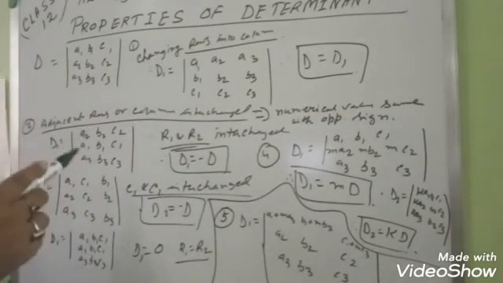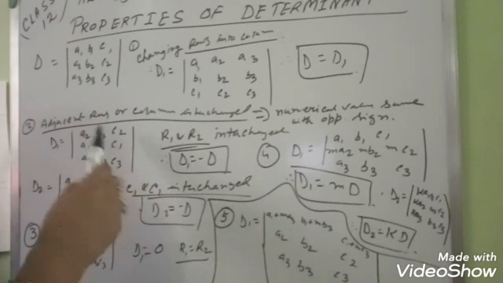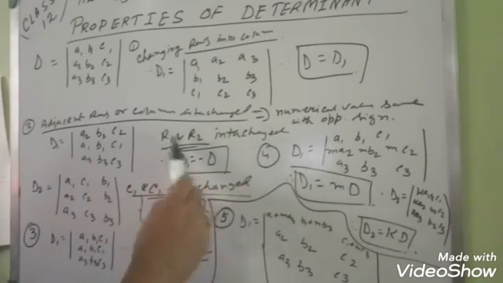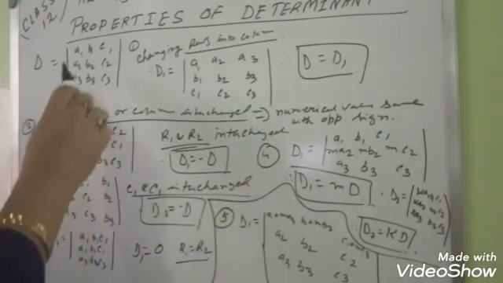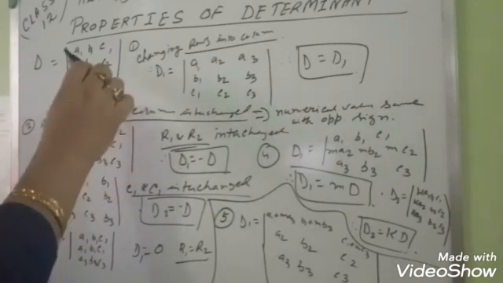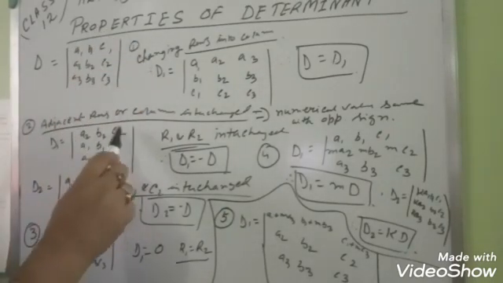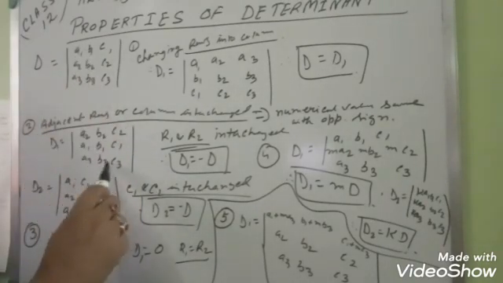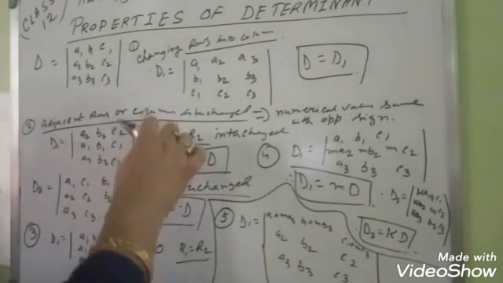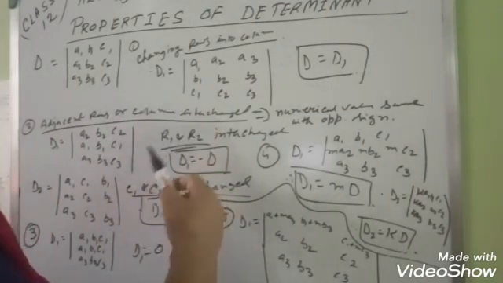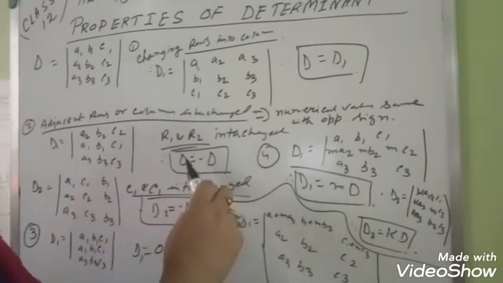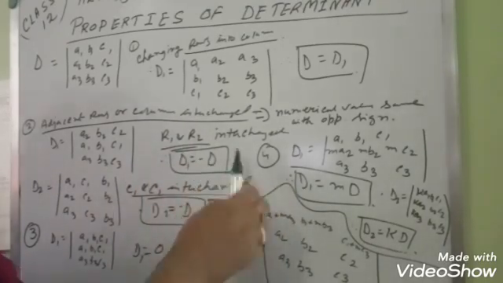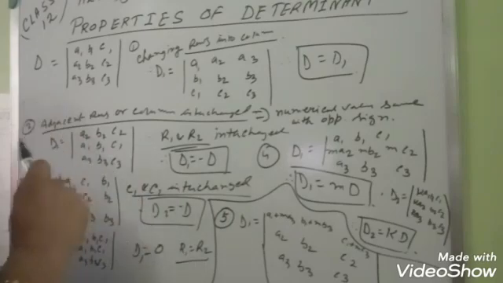Now the adjacent rows are interchanged, so here R1 and R2, that is first row and second row. When these two rows are interchanged, then in the determinant A1, B1, C1 will be the second row and A2, B2, C2 will be the first row. So A2, B2, C2 is the first row, and A1, B1, C1 will be in the second row, and A3, B3, C3 remains the same. So these two rows are interchanged. Okay, then the value of D1 will be minus D. That means the value is the same, only with the opposite sign. D1 will be minus D when R1 and R2 are interchanged.